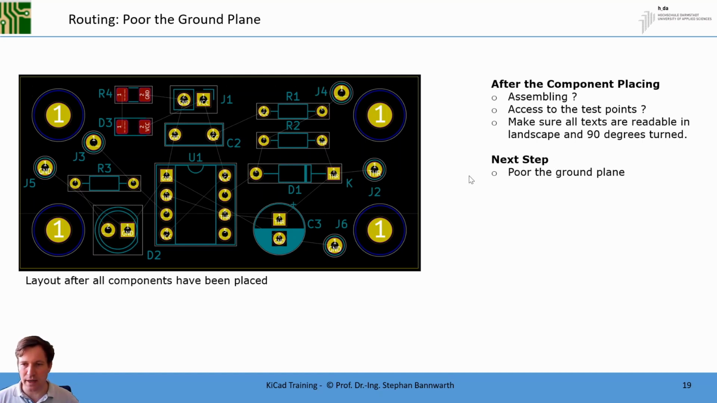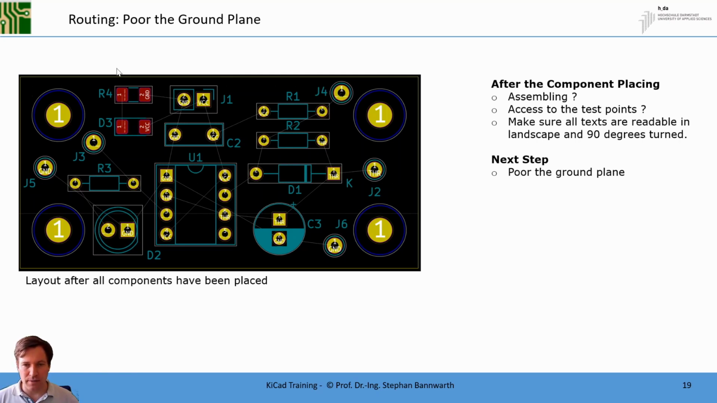If you think about accessing test points, the easiest way is to place the test points close to the border of your board. Like here, J4 you can easily access from the top. Like J2, you can easily access it from the right. Like J6, you can easily access it from the bottom. Like J5, you can easily access it from the left.